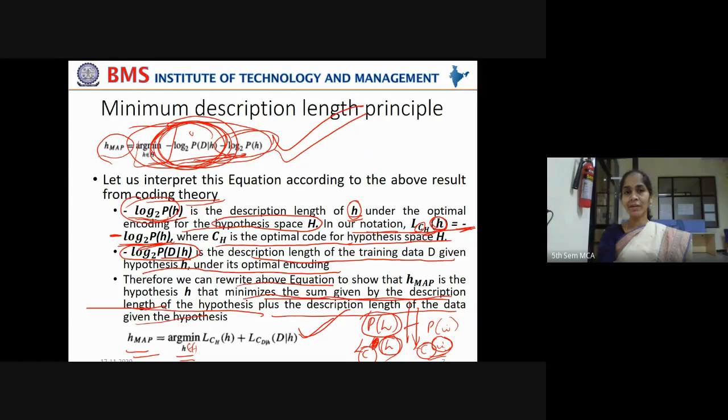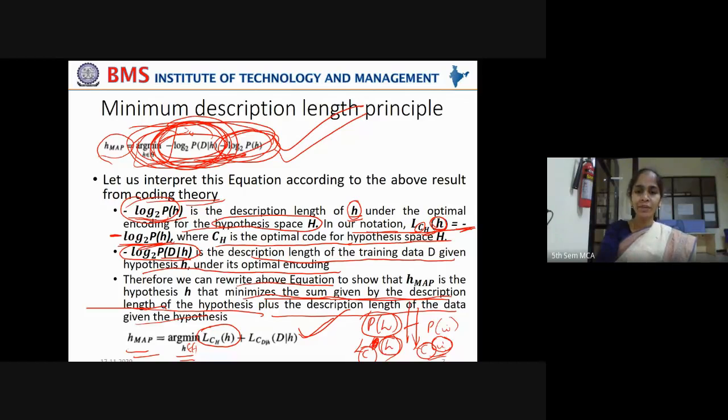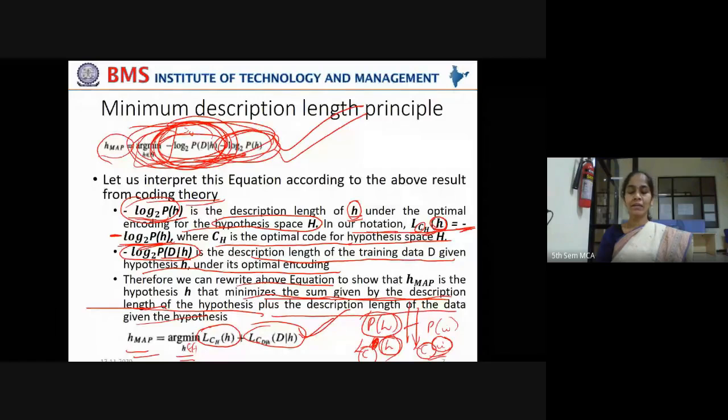What happened to this minus? Minus is nothing but you are trying to minimize that negative term. Now that minus, you have represented it with the minimum description length. This negative term, negative means minimum, right? Now this negative term also you have represented using the minimum description length. That is how the negative sign has vanished here. Do not get confused.